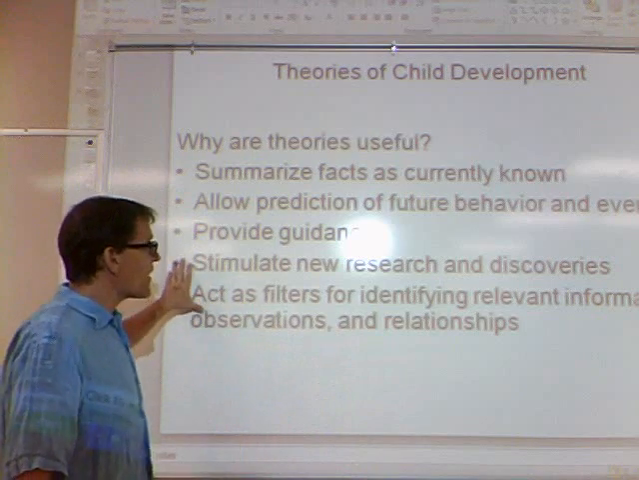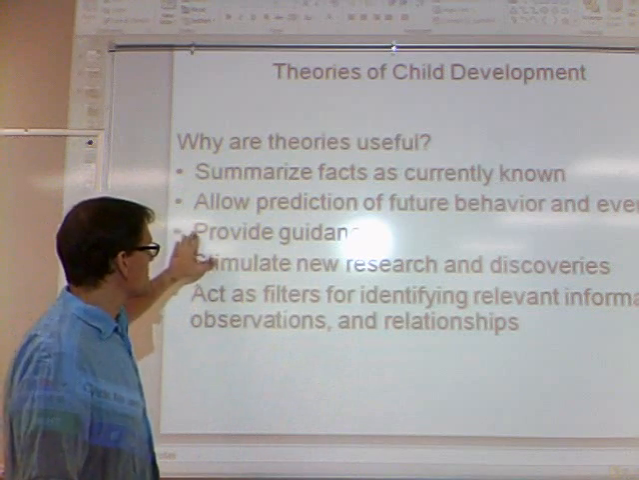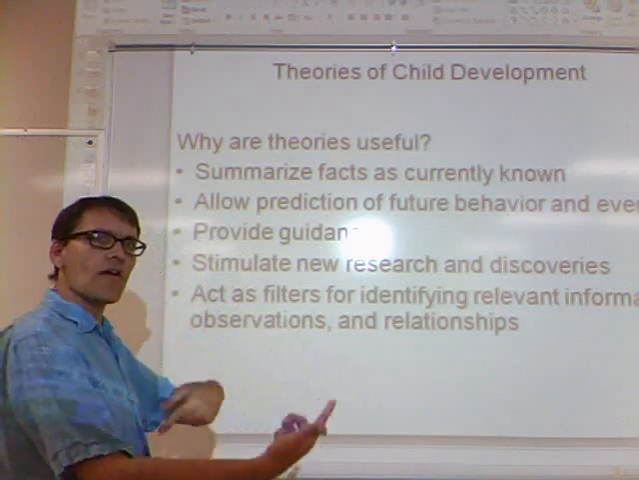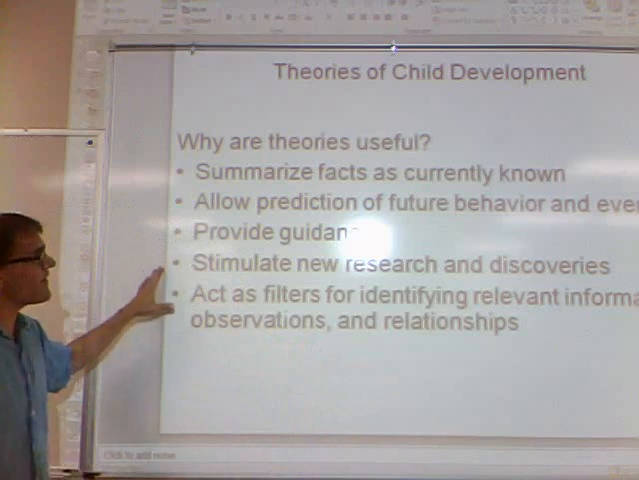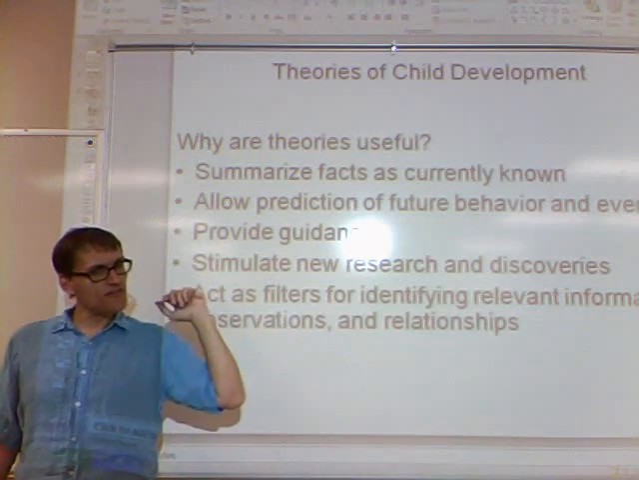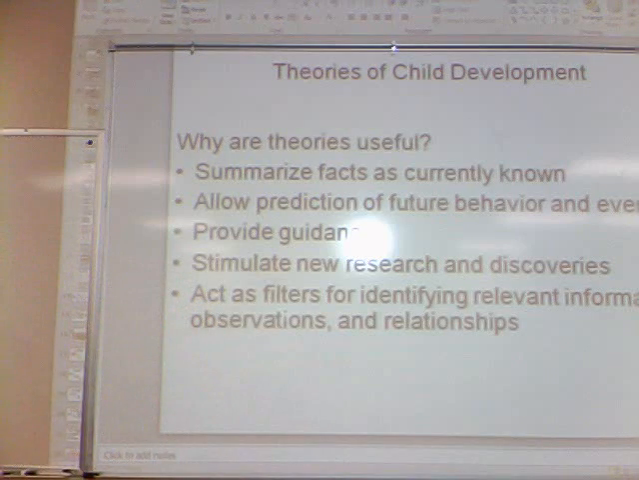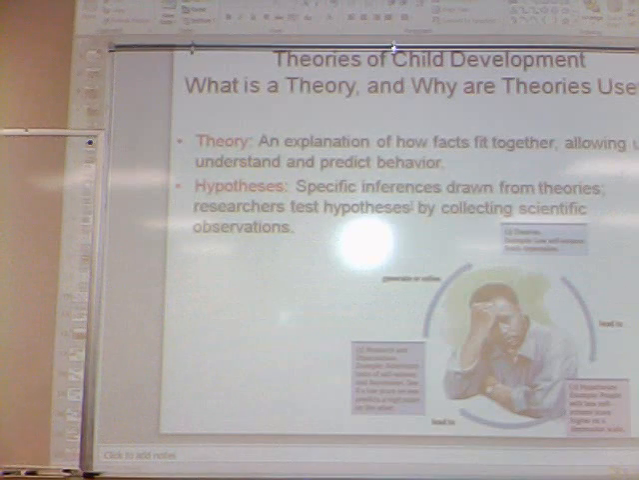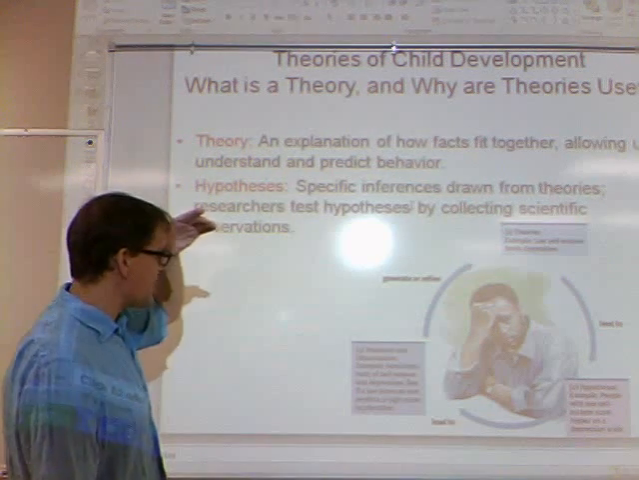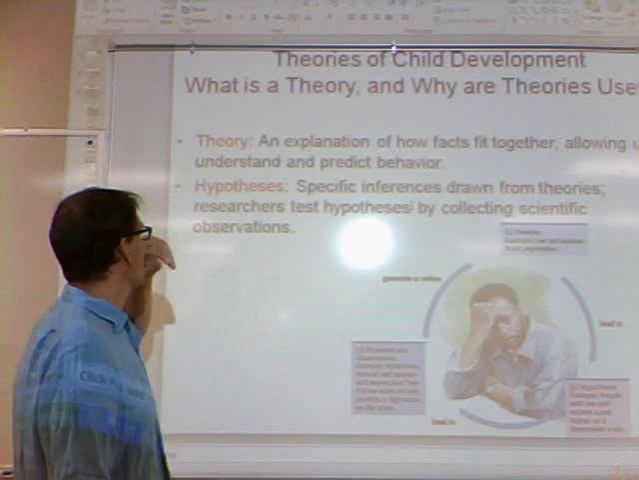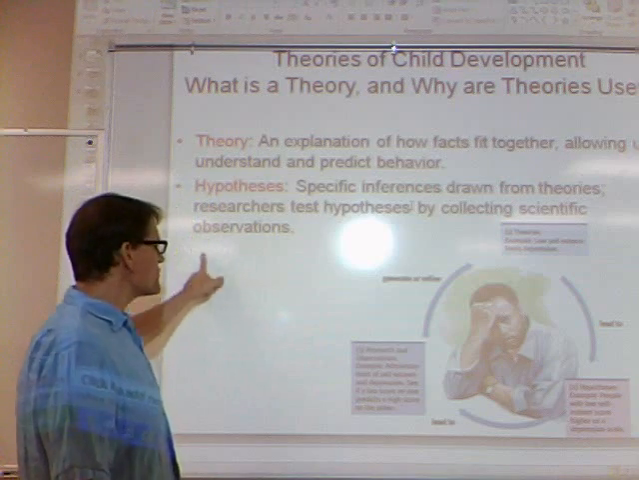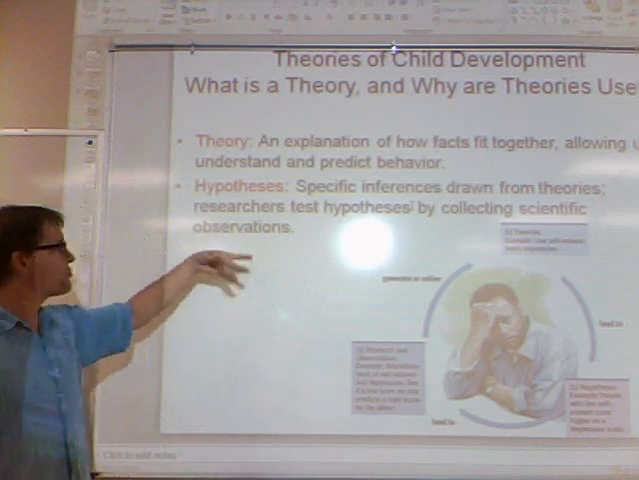It's a tentative explanation. At the moment, given what I've got, this is the explanation I'm going with. They are incredibly important. They provide guidance. I'm going to lay out the scientific method and the circle involved in the scientific method, but for now, suffice it to say, they summarize our information. They allow us to predict certain things about the future. That's what they're for. Here's a definition of theory: an explanation of how facts fit together, allowing us to understand and predict behavior. A tentative explanation for the facts that you have known. I'm going to do the scientific method later, so I'm just going to move on.